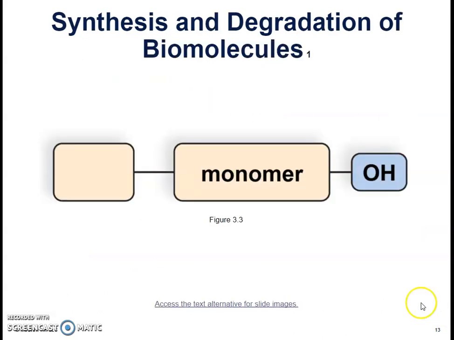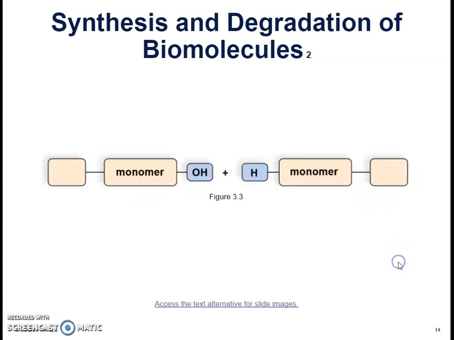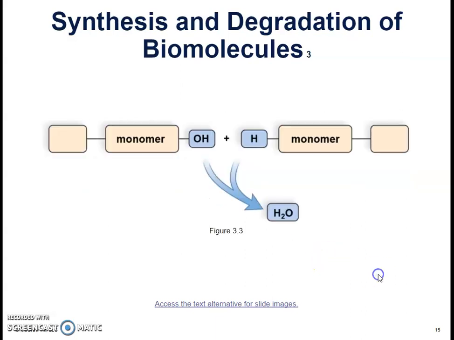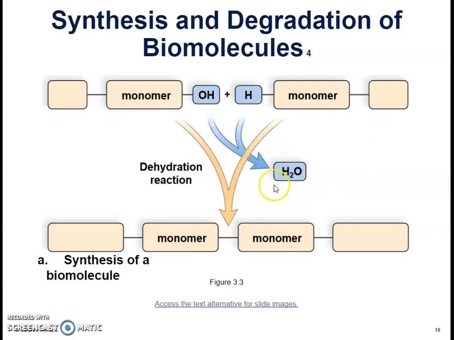So here we have a monomer and another monomer, but we're just worried about this one, and it has a hydroxide right here, an OH. And another monomer is added with just a hydrogen here. We're going to stick those two together, the hydroxide and the hydrogen, and form a water molecule. And whenever we take out that water molecule, it causes this monomer right here to be bonded with this one. And that is how polymers are formed.